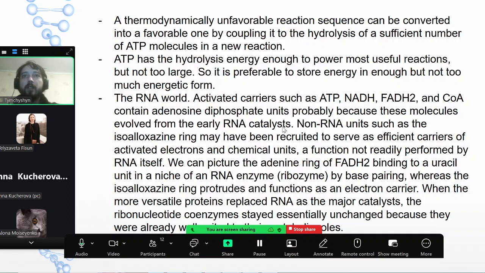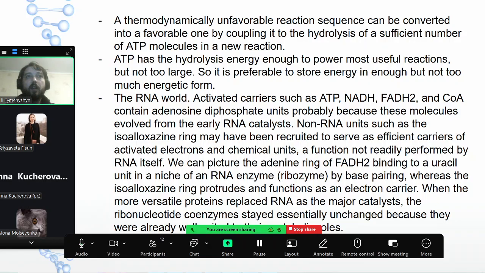So the reason is that other molecules like phosphoenol pyruvate are too energetic. So you see, you're coupling two reactions, and what you want to get as a result, of course, is that the hydrolysis reaction should release more energy than you will spend on the coupled reaction.